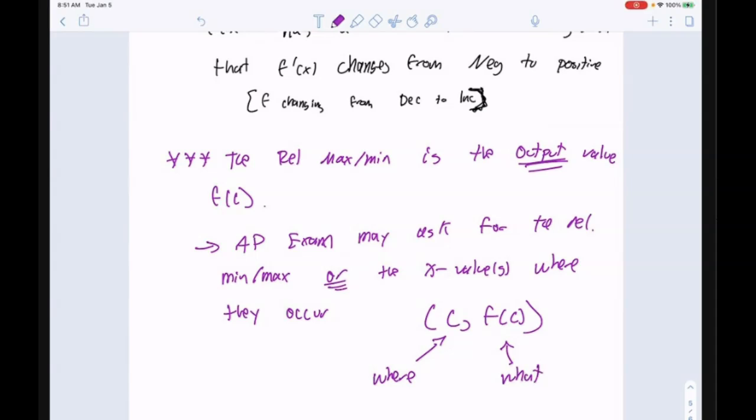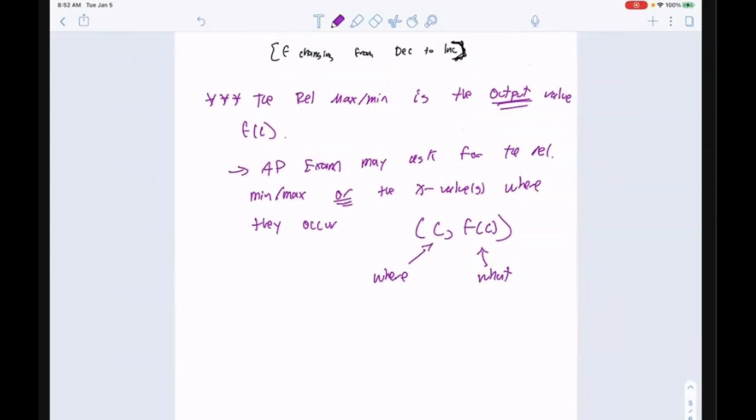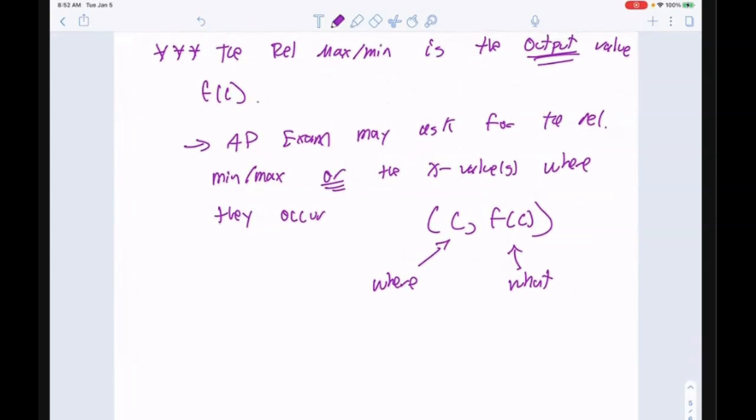Sometimes the question will ask you where does it occur, and that's when we do intervals. Find the x values where, or sometimes they'll say what is the relative min, what is the relative max. That's the output, and you find it by plugging the value back in. Questions? We'll do one last example and we'll call it a day.